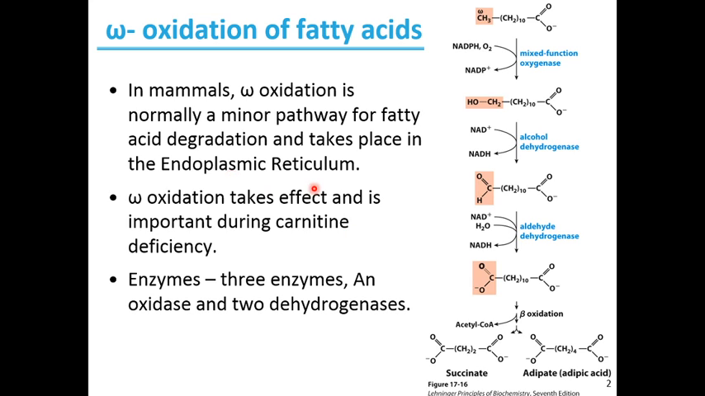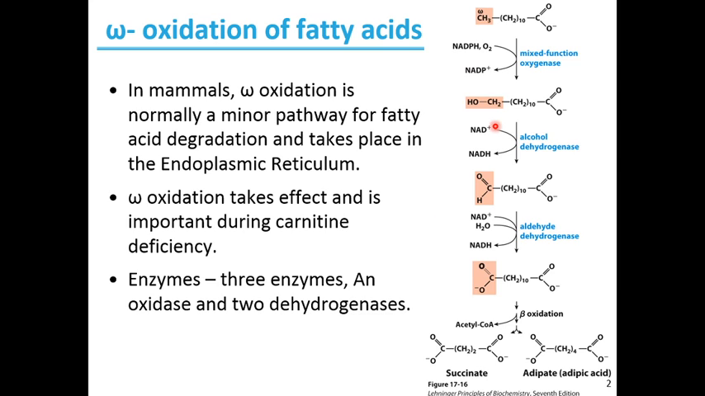Omega oxidation takes effect and is important during carnitine deficiency. Now, you all know why carnitine is important, right? Carnitine is important because it helps in transporting fatty acids across the mitochondrial membrane. Remember the carnitine transporter? Now, if there is a mutation or a deficiency of carnitine, this omega oxidation pathway takes effect and as a result can make smaller fatty acids that can enter mitochondria.